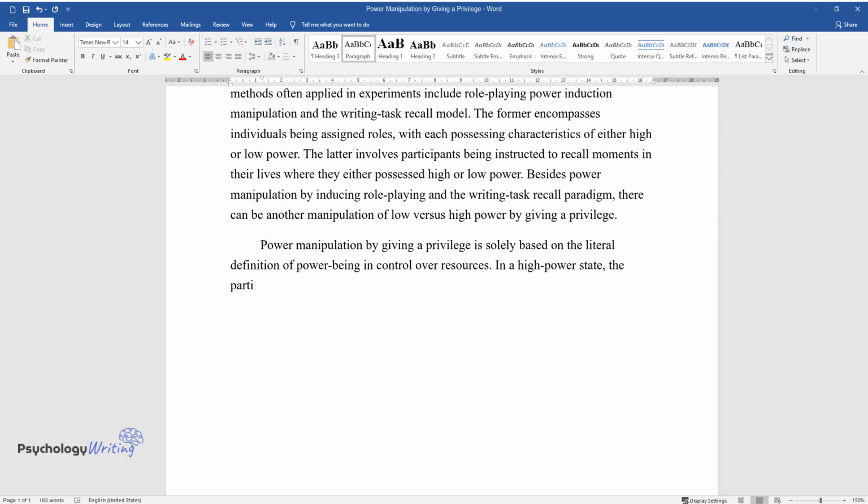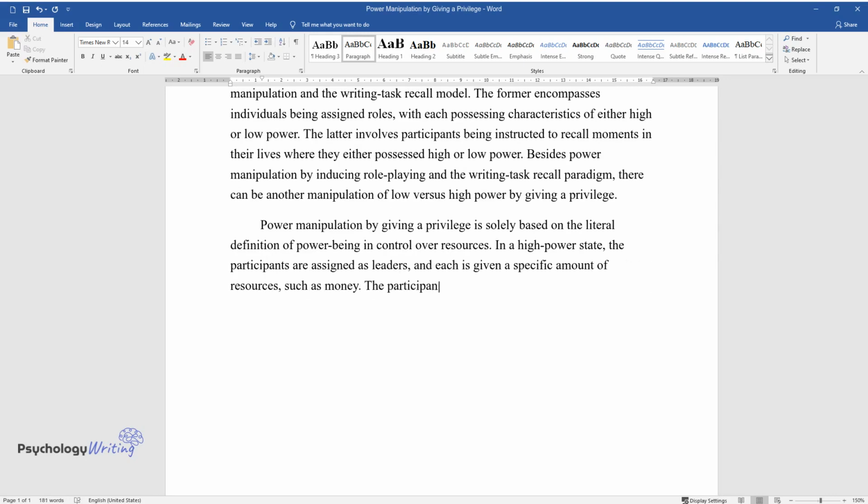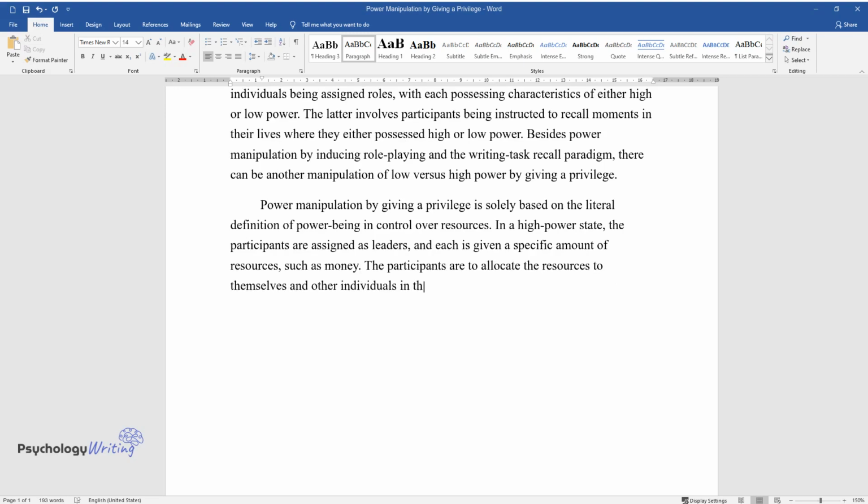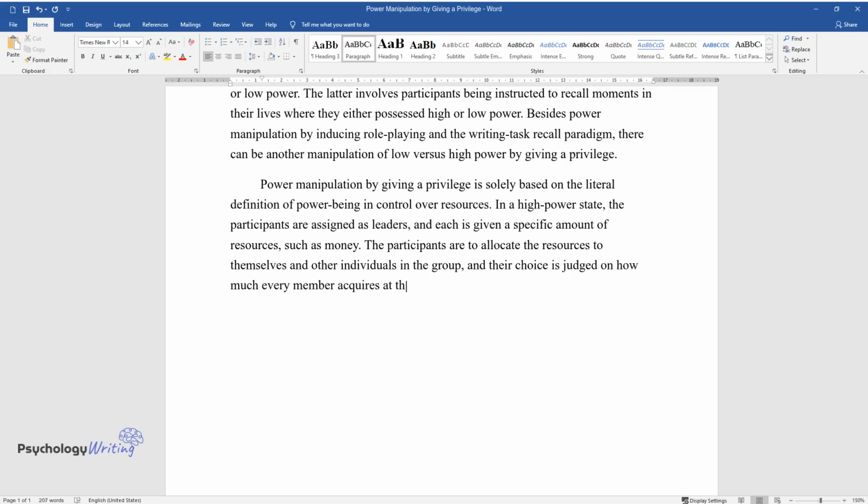In a high-power state, the participants are assigned as leaders, and each is given a specific amount of resources, such as money. The participants are to allocate the resources to themselves and other individuals in the group, and their choice is judged on how much every member acquires at the experiment's conclusion.